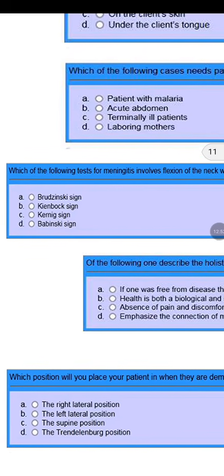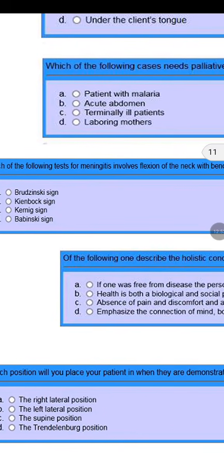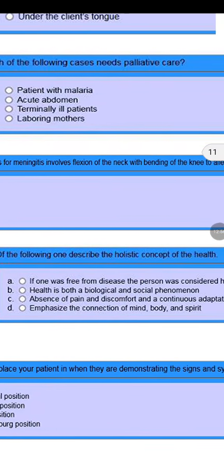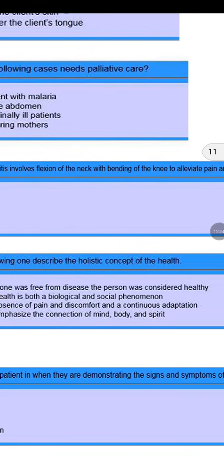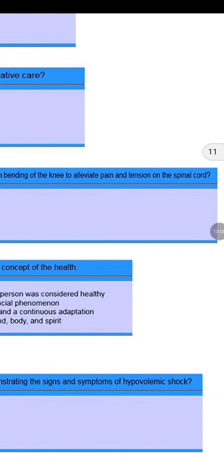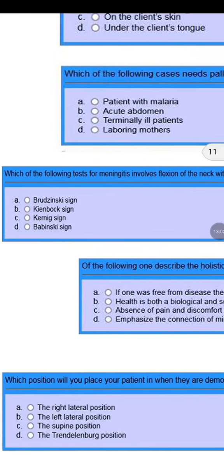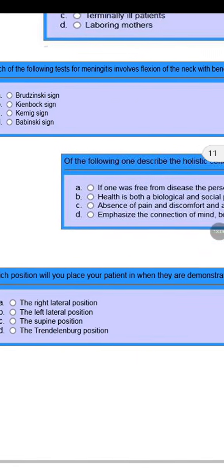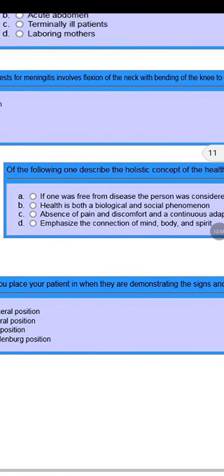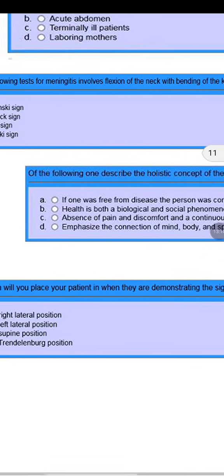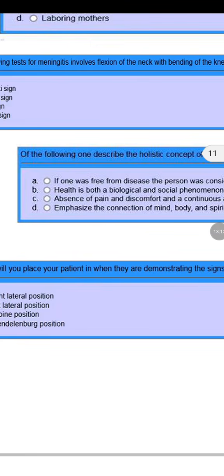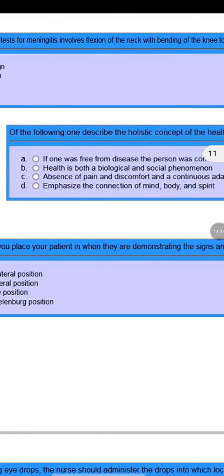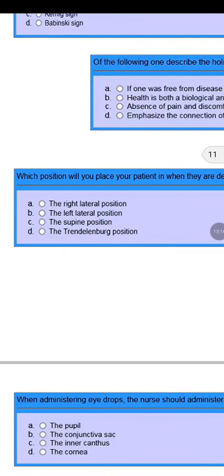Which of the following tests or management involves flexion of the neck? Bending the neck can transmit pain and tension to the spinal cord. Which of the following describes the holistic concept of health? Emphasis on connecting mind, body, and spirit.